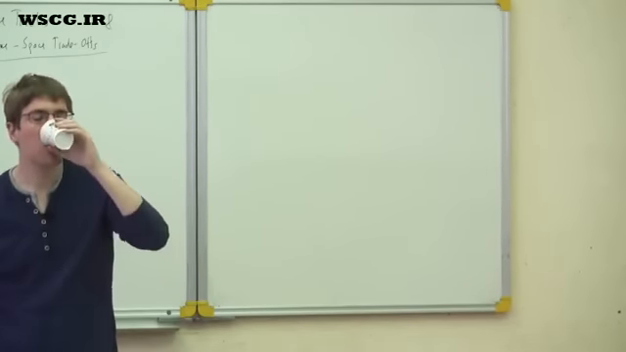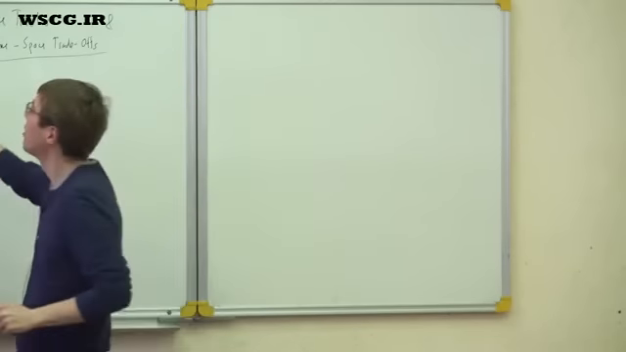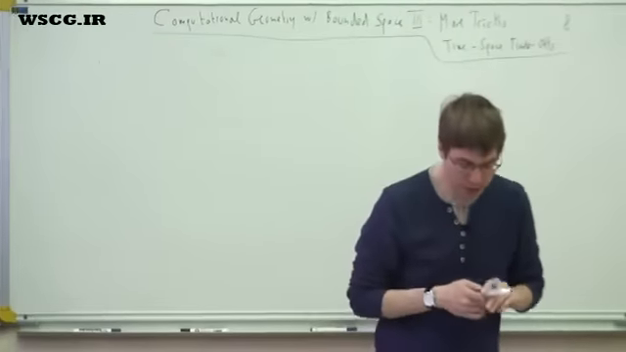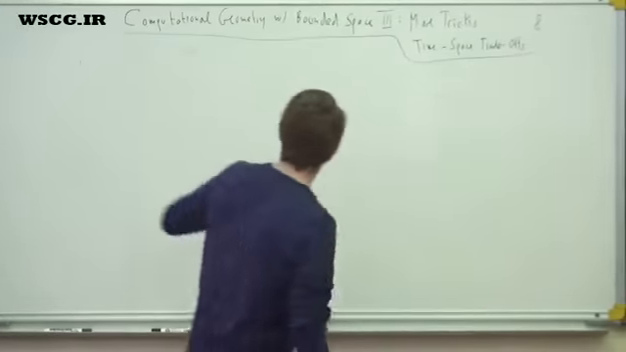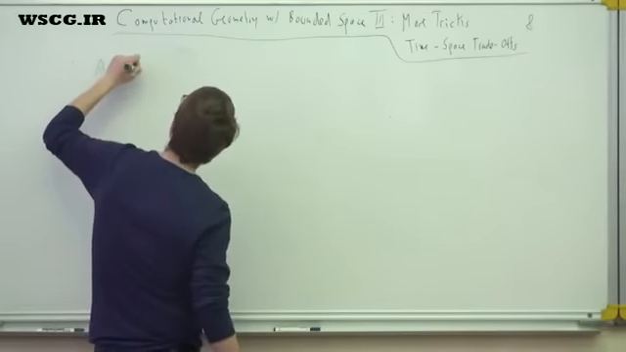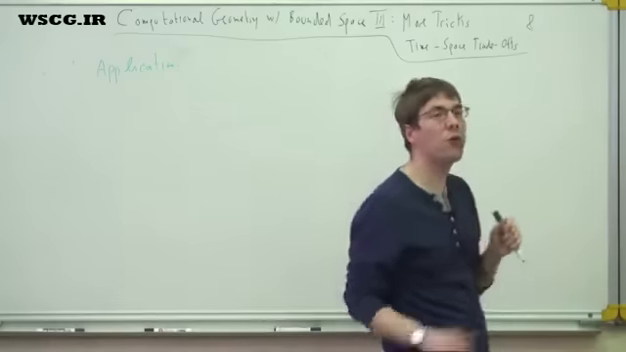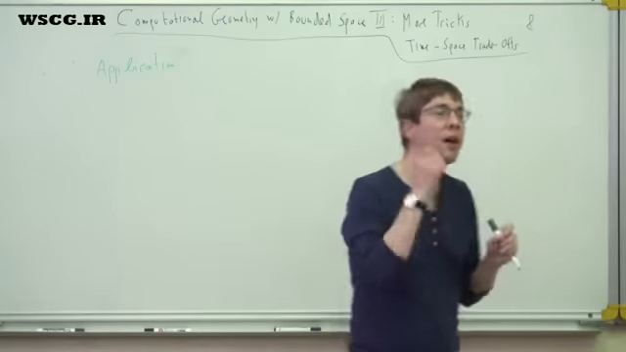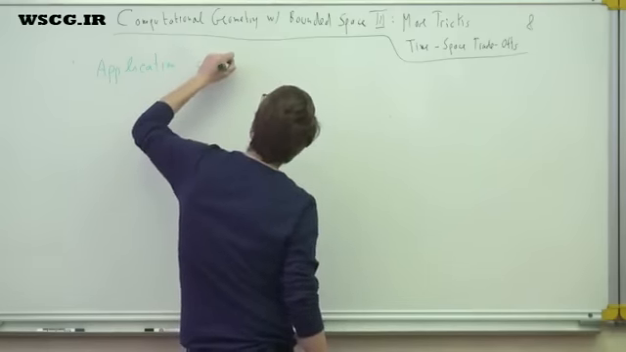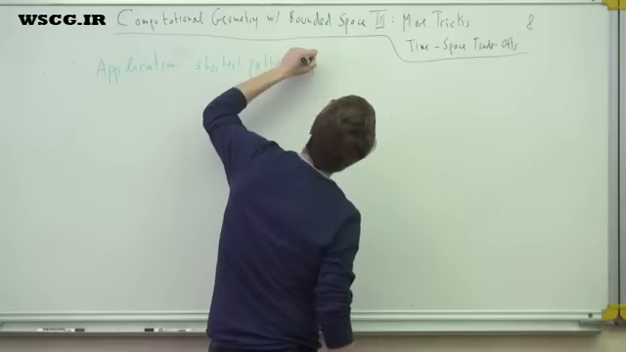Because this is not really a geometric problem that I solved here, it's just a very basic graph problem. But let's see how we can apply this. So let's see one application. The application that I'm going to show you is how to find shortest path in polygons.